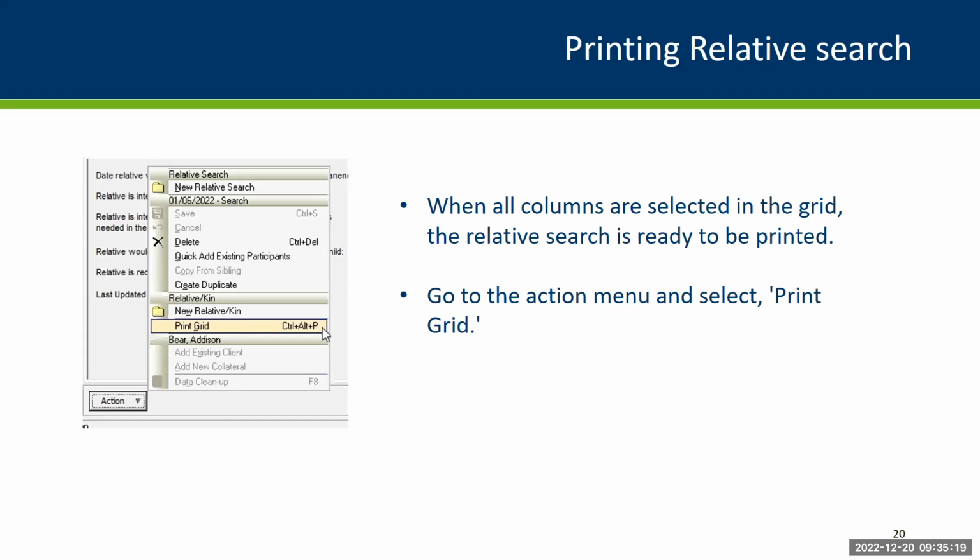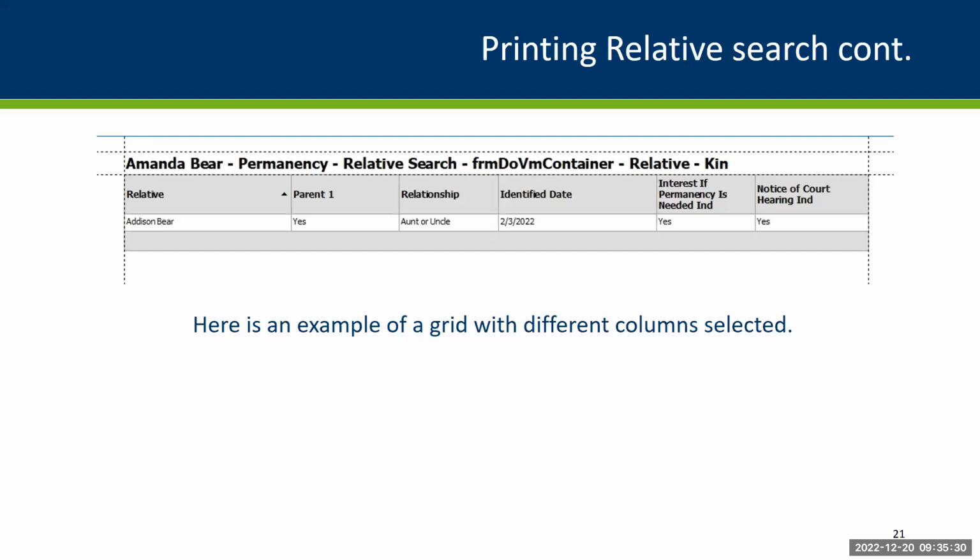Next slide. So once you have all of the columns selected that you want in your grid, the relative search is ready to print. So all you need to do is go to the action menu from the relative search screen and click on print grid. And then this is just an example of what it looks like with different columns selected.